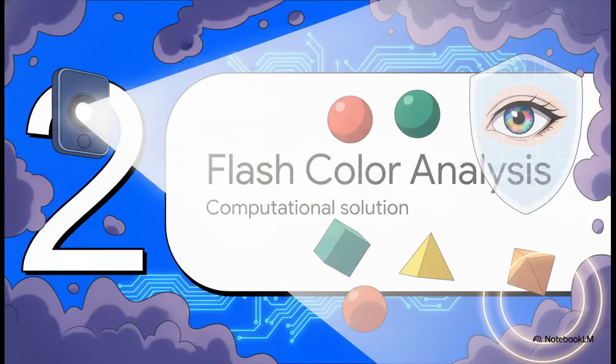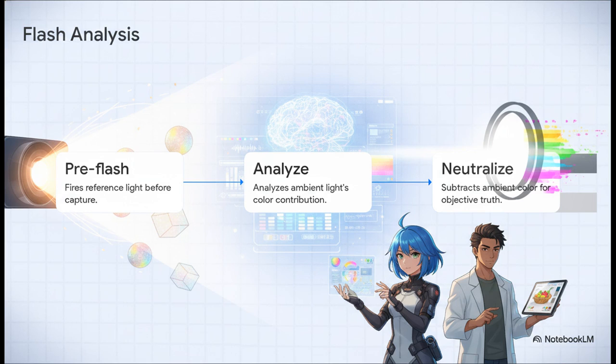Section 2. How flash color analysis works, the computational photography solution. So why use flash color analysis? Well, instead of relying on software to just blindly guess what the room's lighting is doing, the system uses its own calibrated flash as a literal weapon against distortion. And this entire process happens in a fraction of a second.